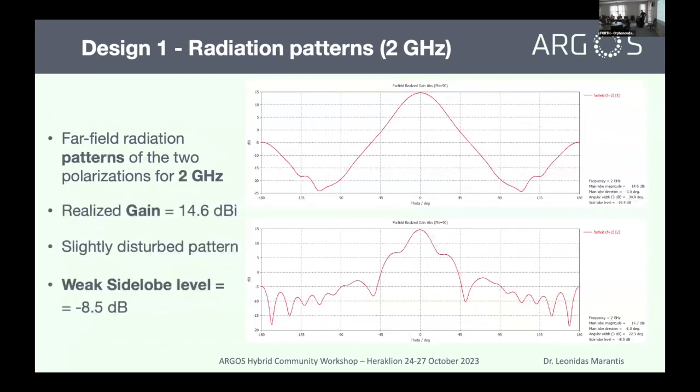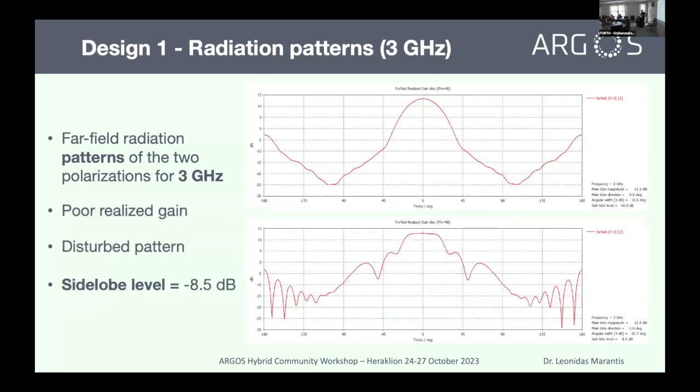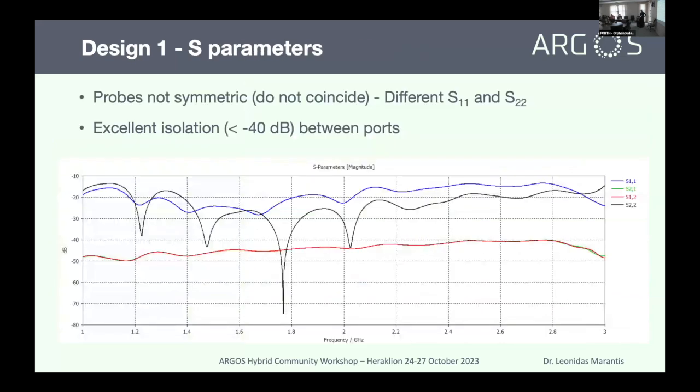This is the radiation pattern for 2 gigahertz. Here you can see that the side lobe level is quite weak with this design. And at 3 gigahertz, it's even worse. You can see that for 3 gigahertz, this design gives a quite poor, disturbed pattern and poor realized gain, and the side lobe level is just minus 8.5 dB. That's why we then did some trials.